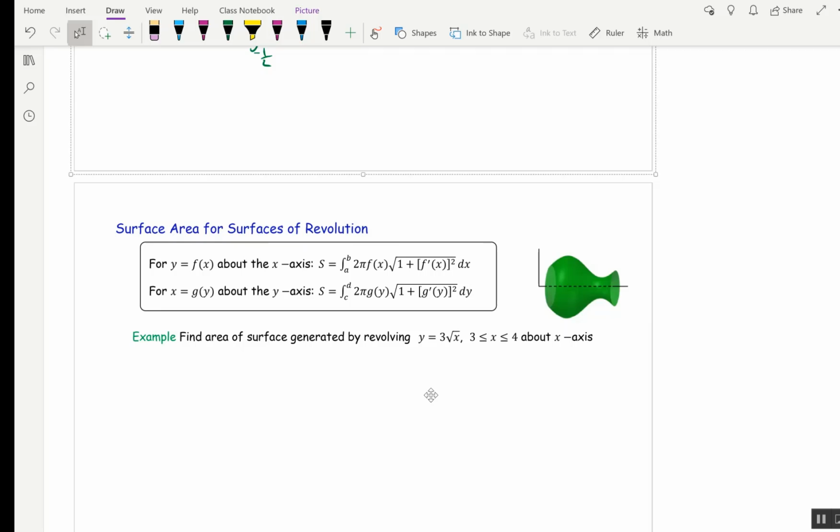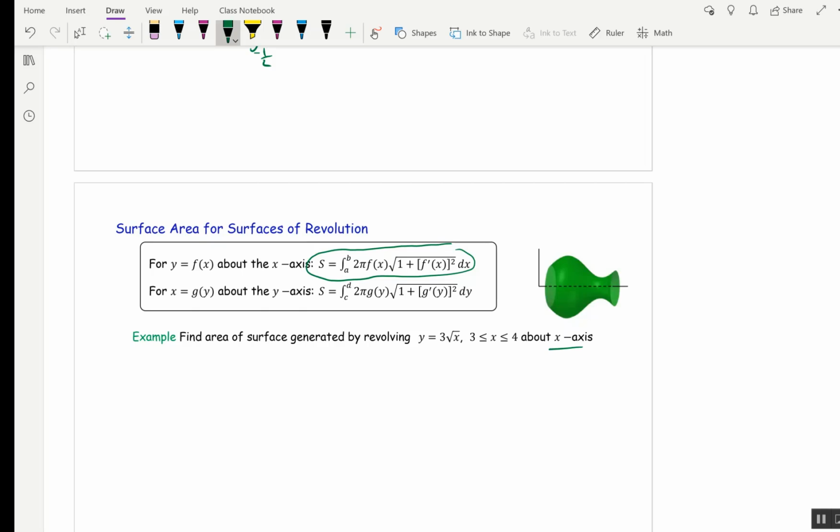In this example here, we're going to go about the x-axis. So we're going to use this top formula. It's a lot like the arc length formula, except out front, there's a 2 pi and an f of x. Otherwise, it's the same formula. Okay, so we're going to need square root of 1 plus f prime of x squared.